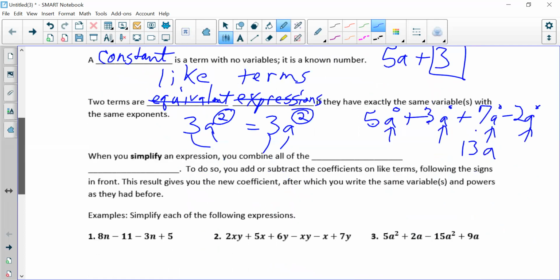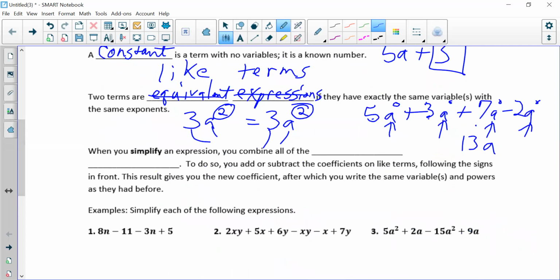All right, when you simplify an expression, you combine all of the like terms. To do so, you add or subtract the coefficients on like terms following the signs in front. Okay, this is exactly what I just did right here. This result gives you a new coefficient, after which you write the same variable and powers as they had before. All right, that sounds a little wordy, but let's look at the examples.